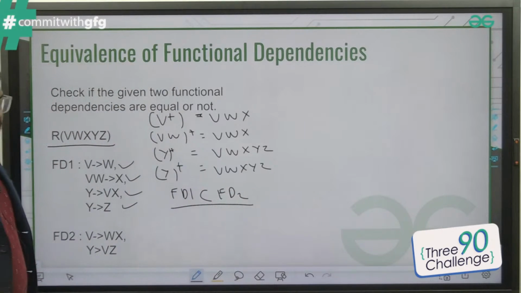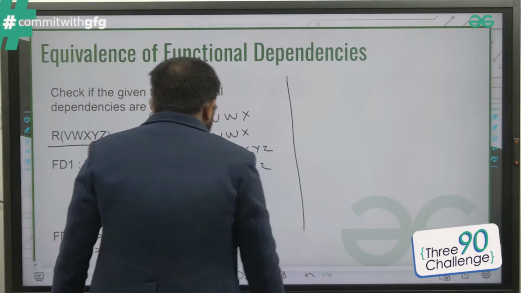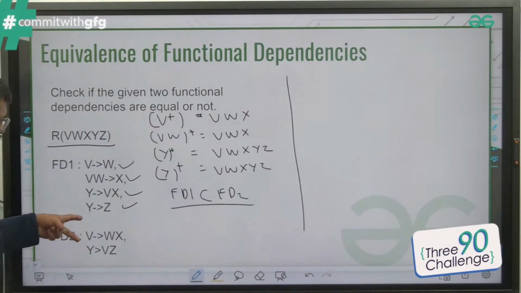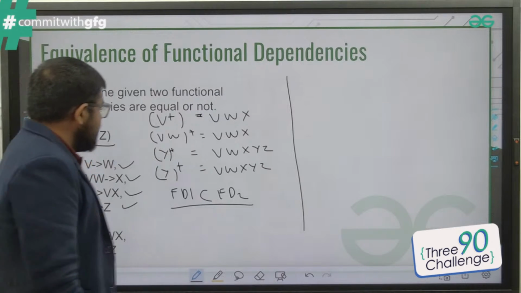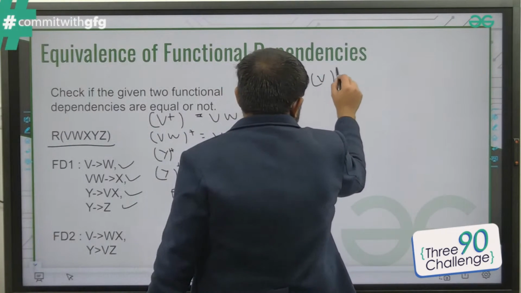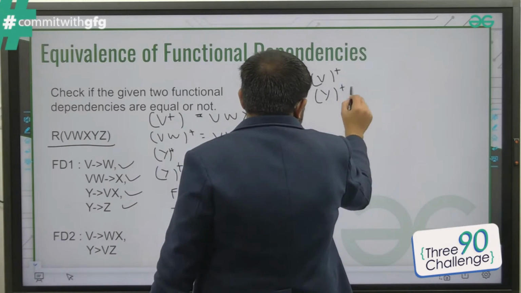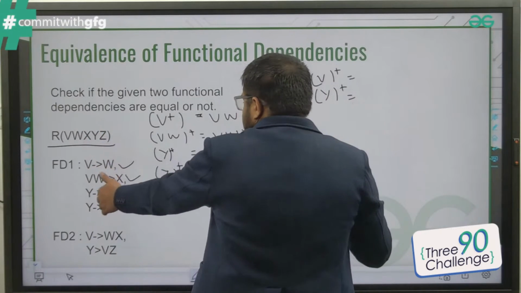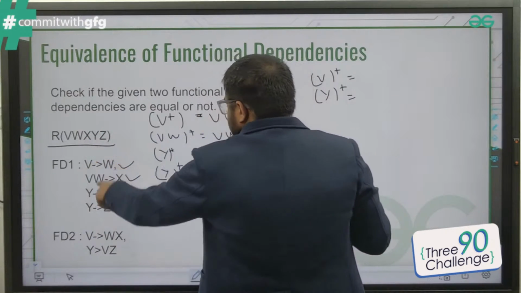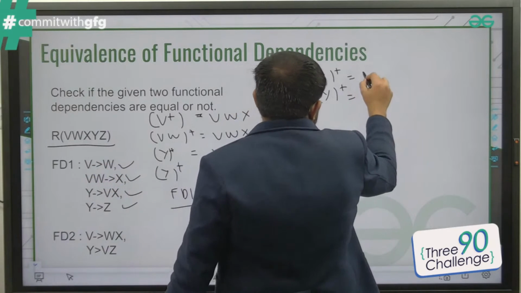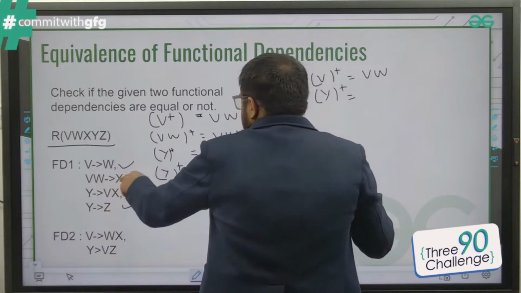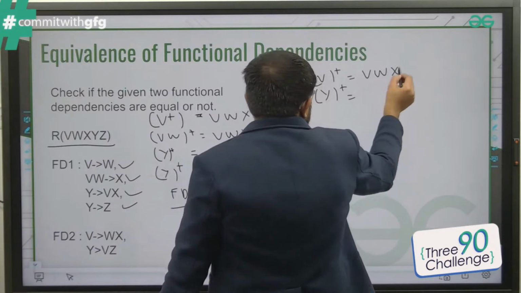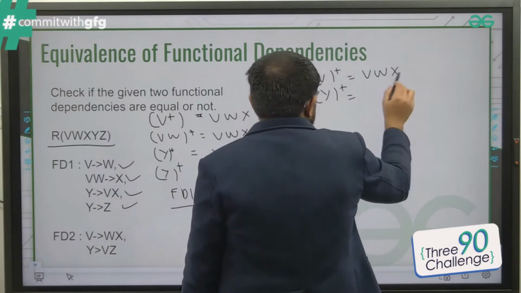Okay. Now what I will do is find the closures of the attributes on the left hand side of functional dependency set 2 using functional dependency set 1. So I will find v plus and y plus, but using what? Using this. So v plus: v gives me w, and now vw gives me x. I already have vw, so I can also get x. So it will be vwx.